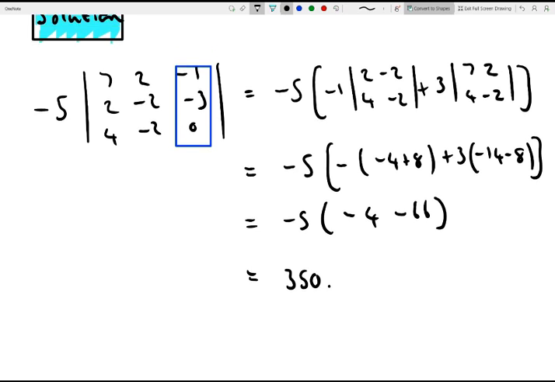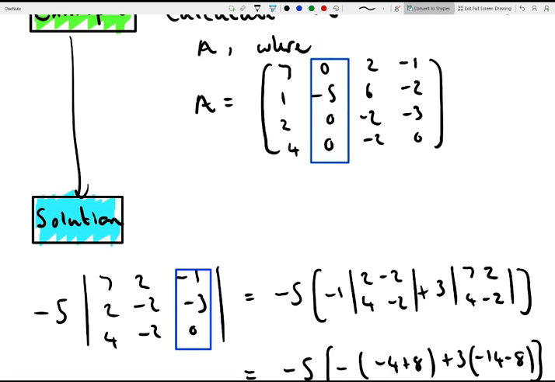So we simplified the calculation by choosing the rows and columns with the highest amount of zeros.